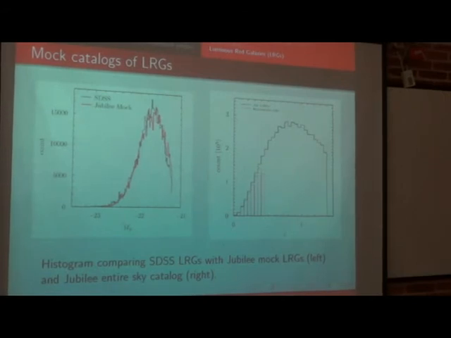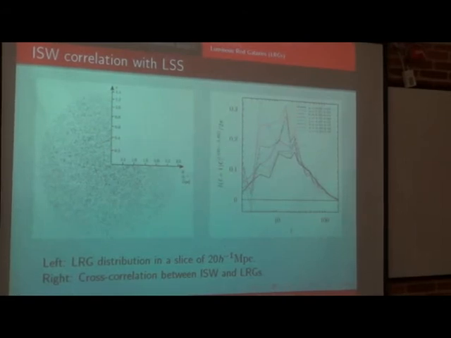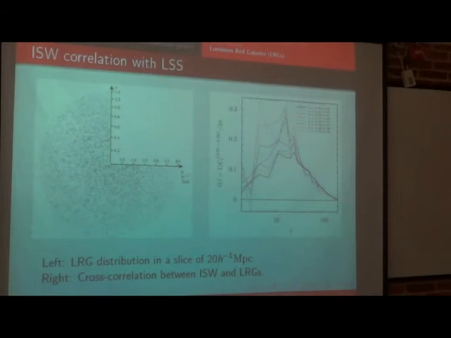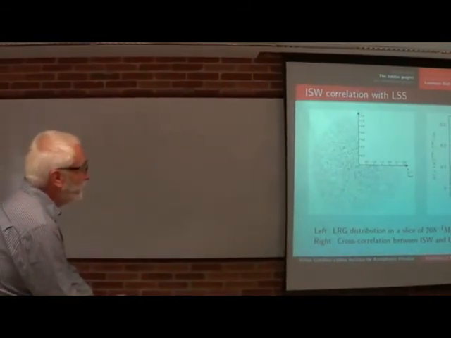So assuming that our MOG catalog is a good MOG catalog, we can try to study whether the integrated Sachs-Wolfe effect is correlated with the large-scale structure. On the left-hand side, we see the MOG catalog in redshift and in distance. Basically, this is the MOG catalog for a central observer. And this is the correlation for different redshift bins between the integrated Sachs-Wolfe signal and the LRG signal. And one can see that there is, in fact, a certain correlation between the two of them. Okay, this is about the integrated Sachs-Wolfe effect and correlation with the observed large-scale structure.